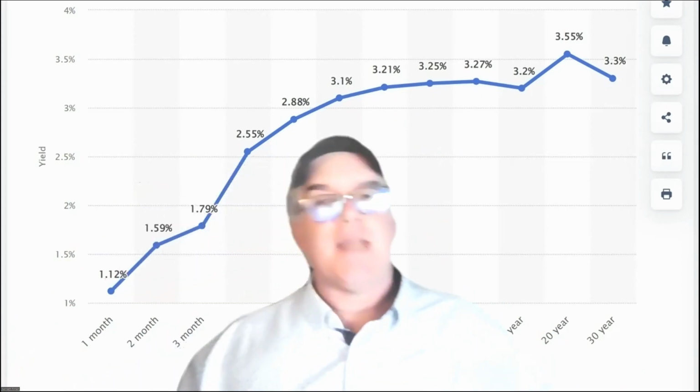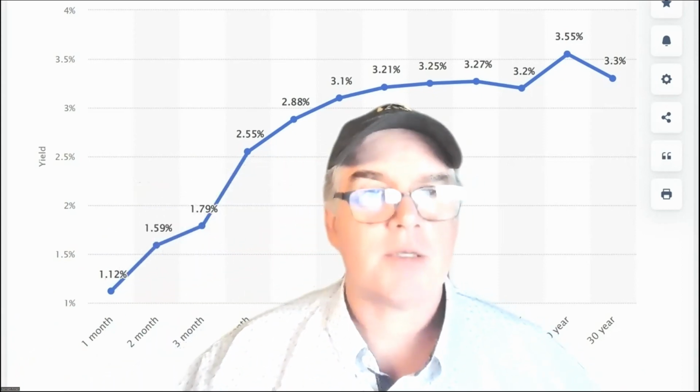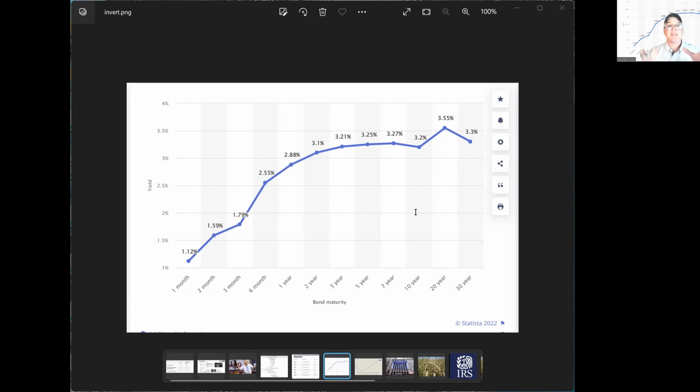This is June. Now, what's interesting: we have a normal yield curve, working its way up. And then right here, it starts to flatten a little bit. The 5-year is higher than the 10-year, and then the 7-year is higher than the 10. That's inverted. The rest of it's normal. And then look, the 20-year is higher than the 30-year. So we have an inverted curve. Not a big deal.